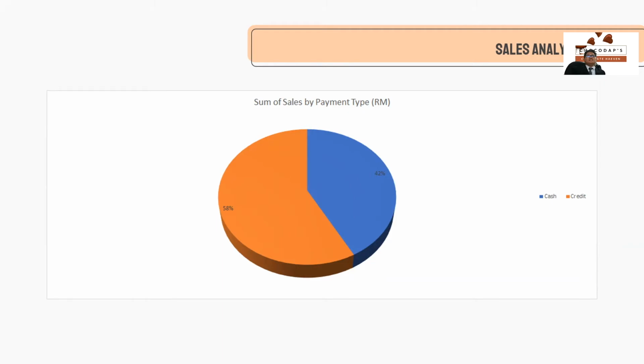Then we also use the payment type to analyze how many of our customers use cash or credit. As you can see, the customers prefer using credit but not by a large margin. Therefore, it is almost equal, but some of the customers might prefer using credit. That's all for the sales analysis.